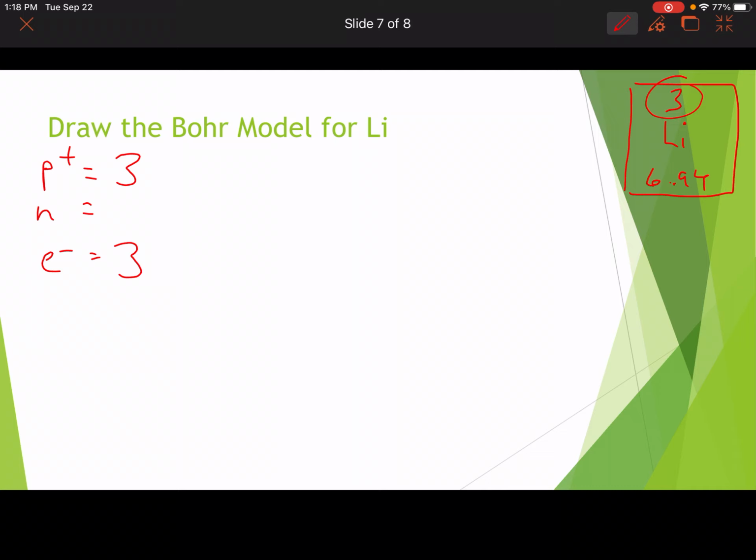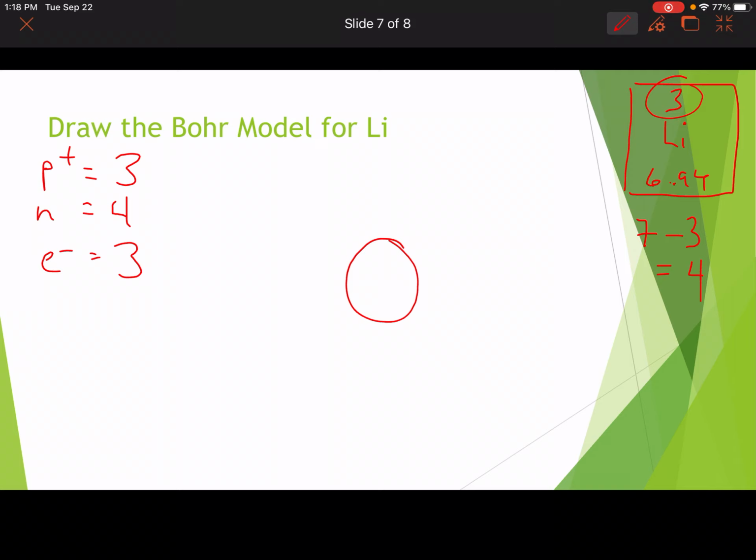So my next step is to find the number of neutrons. And how I do that is I take the mass, which is 6.94, I'm going to round that to 7, and I'm going to subtract the number of protons, and that's going to be equal to the number of neutrons, which will be 4 here. And be sure if that's something you're struggling with, make sure you check with me about that, okay?